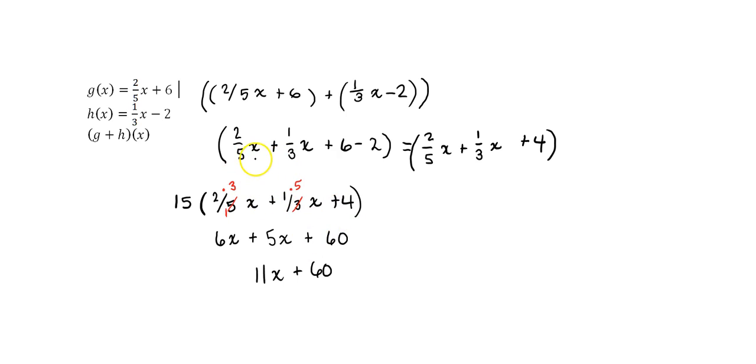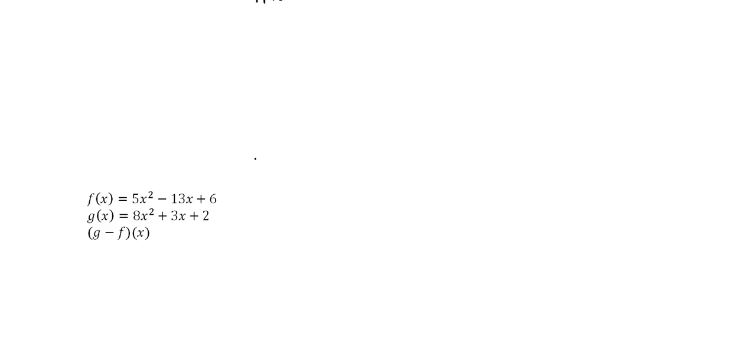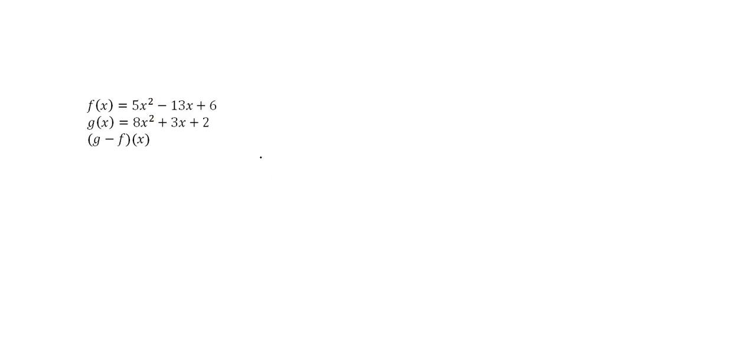Alright, I'm going to go ahead and scroll on down. Here I have a fancy pants one. I'm going to use my g minus f. So my g is going to give me my 8x squared plus 3x plus 2. Okay, so this is my g.